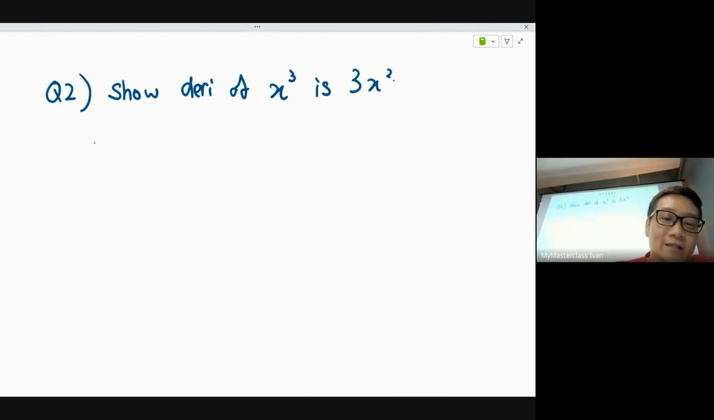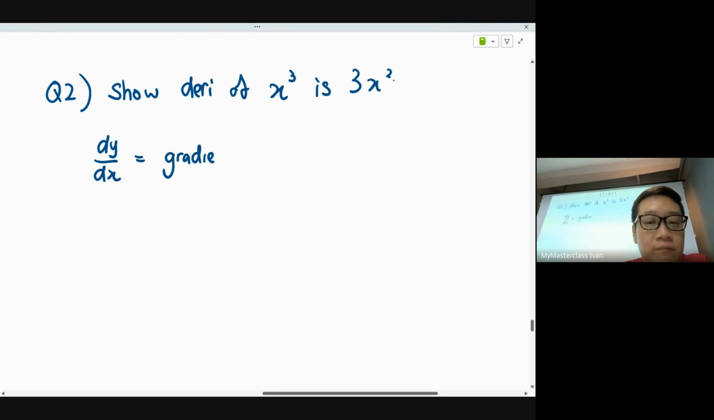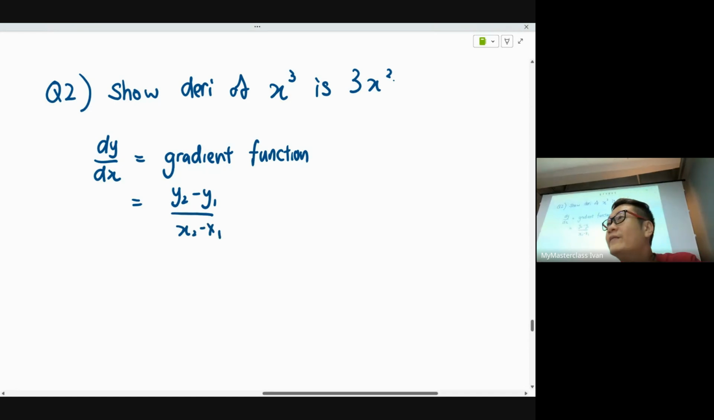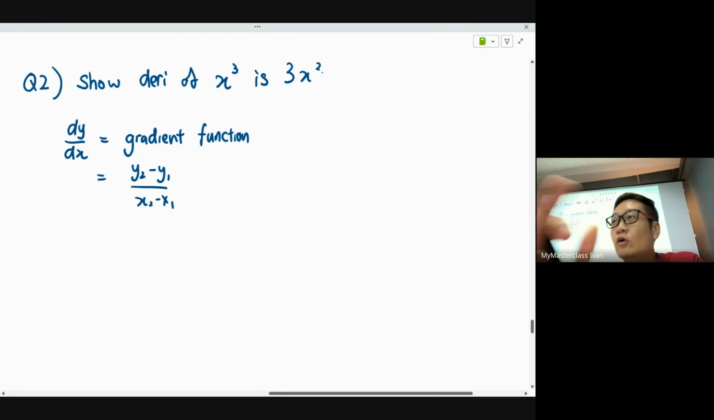Okay, so what is the true meaning of dy dx? dy dx equals a gradient function. Okay, what is the meaning of gradient function? What is the meaning of gradient? That means it is y2 minus y1 over x2 minus x1 of a curve, right? Okay, so you must understand that. So this is going to be a gradient function.